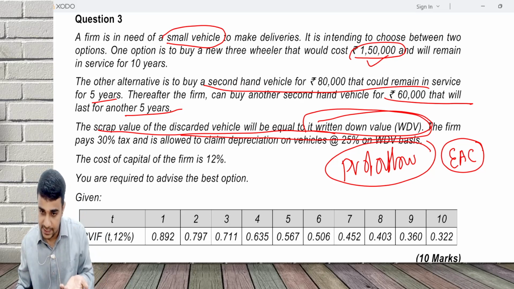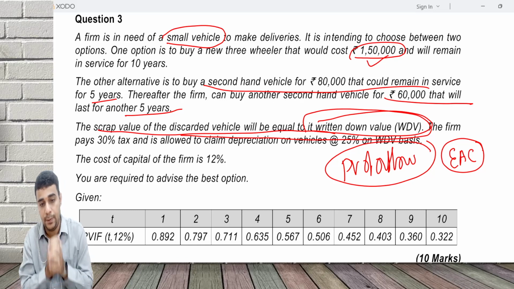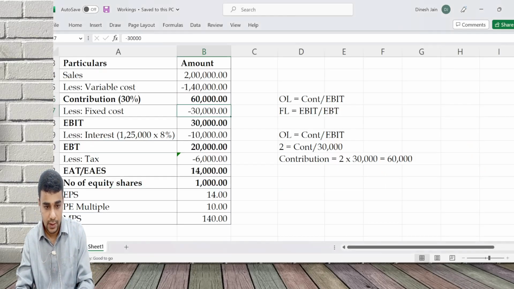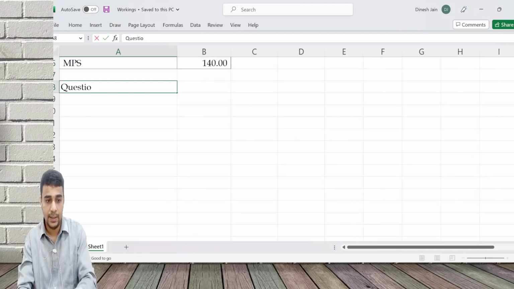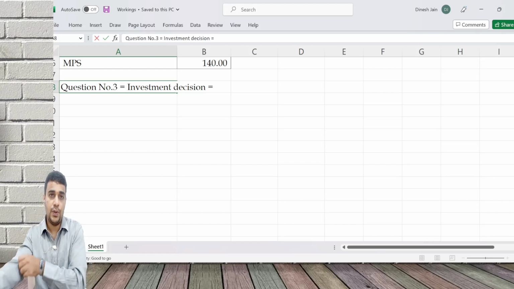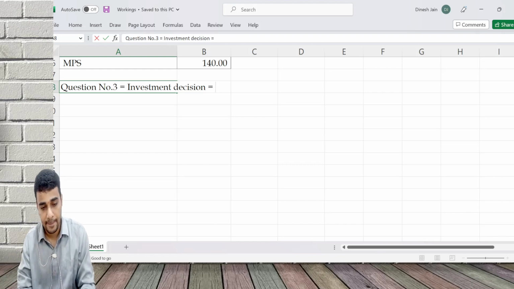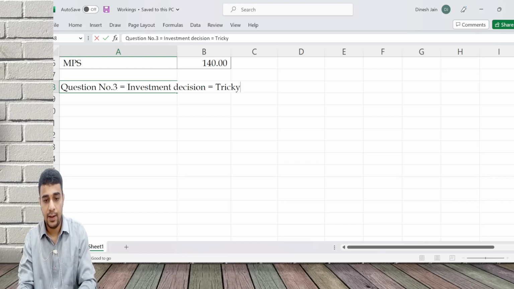Let me first analyze the first option, which is buying a new three-wheeler. Second option is buying a second-hand vehicle. So question 3, this can take a little bit more time. Question 3, investment decision. Slightly on the tricky side.